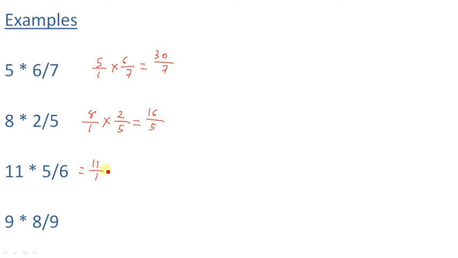Now 11 into 5 by 6. We can write 11 as 11 by 1 into 5 by 6. So it will be 11 into 5. What is 11 into 5? It is 55 by 6.